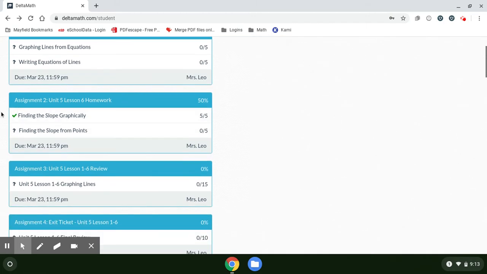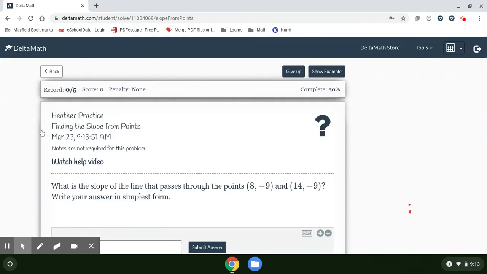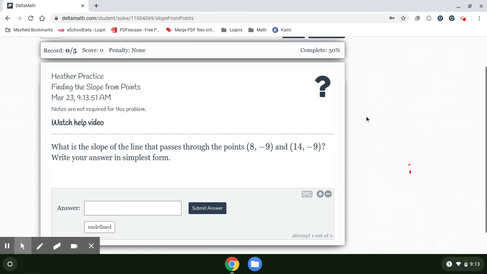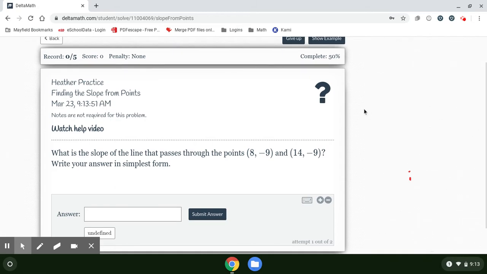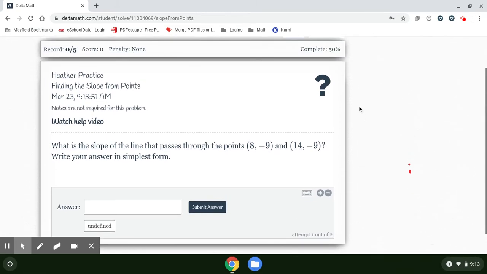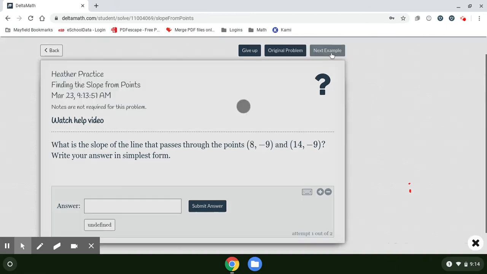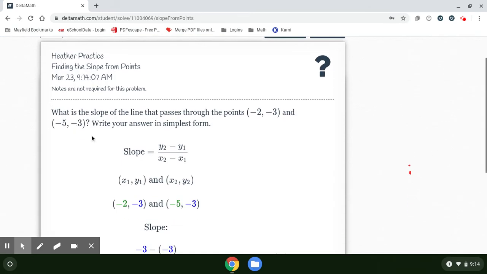And now go down to the second section. You'll see a check on what you've done. And click on finding the slope from points. And now I'm going to find the slope using 2 points. And if you did your workbook pages, you already have the formula. If you weren't sure of the formula and you hit show example, it's going to tell you the slope formula.